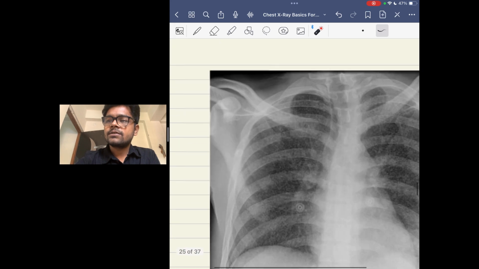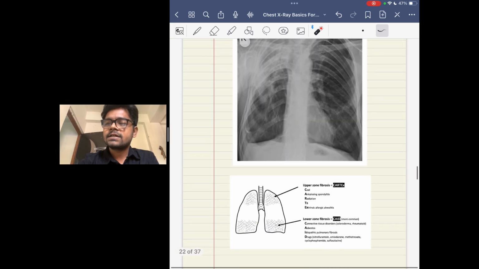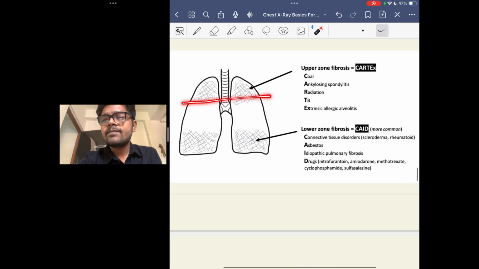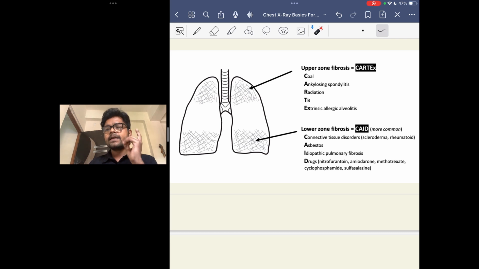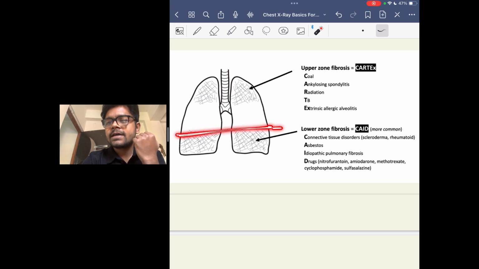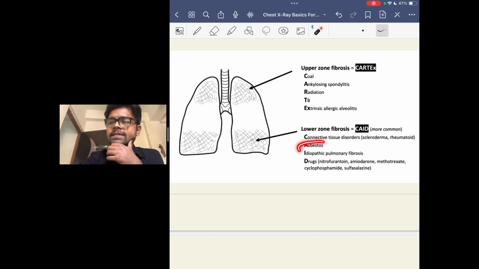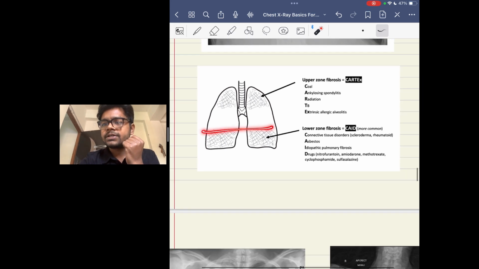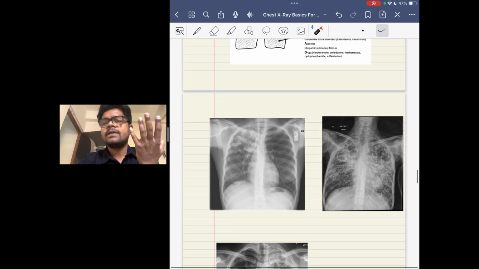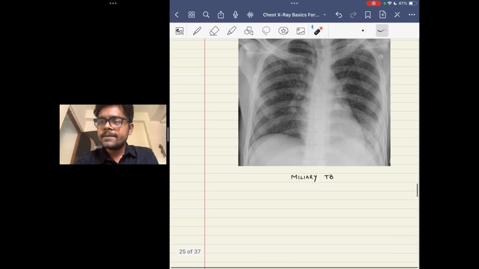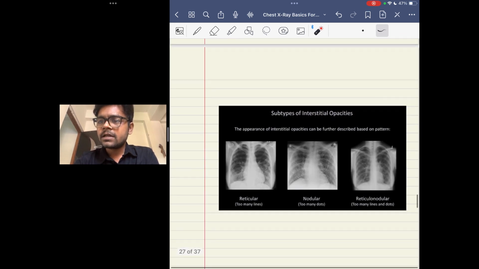So let me just go back to the slide where I have discussed that. You can see that upper zone predominant fibrosis is a differential diagnosis of TB, not to forget. And in the lower zone, if it is bilaterally symmetrical, think of connective tissue disease. So these are the usual things. Don't first say asbestosis and drugs. The connective tissue disorders you will be appreciating in the lower zones initially. Later on, everything will be involved. Now let us see how.